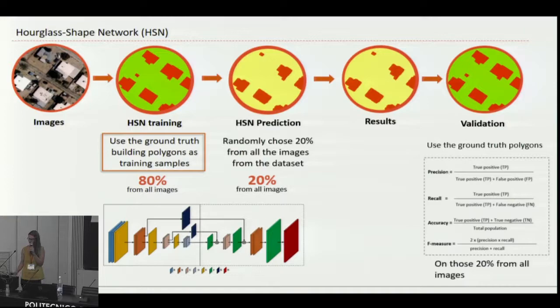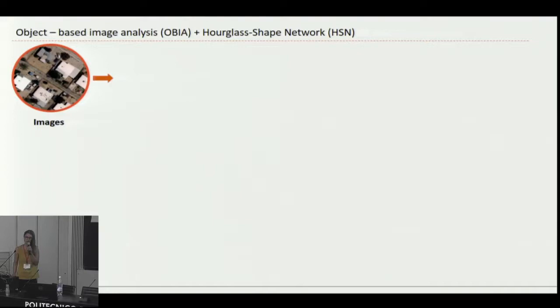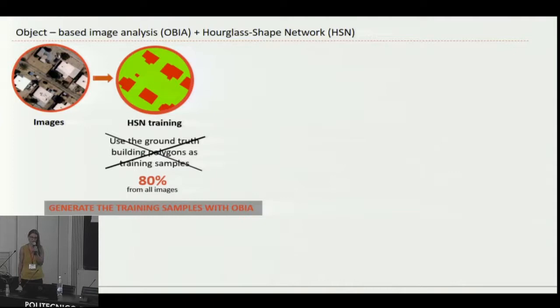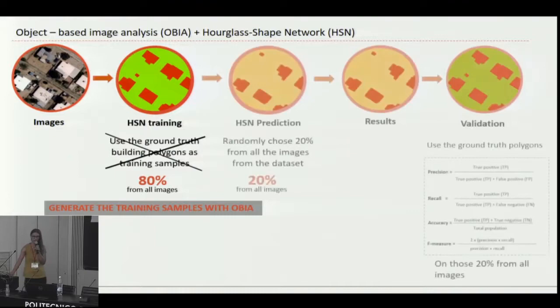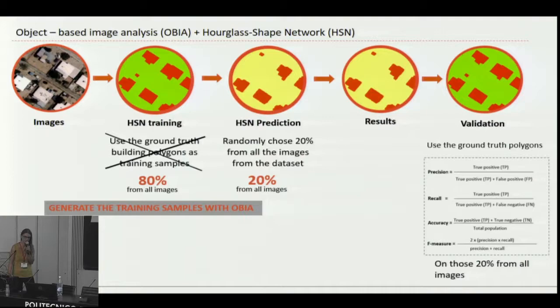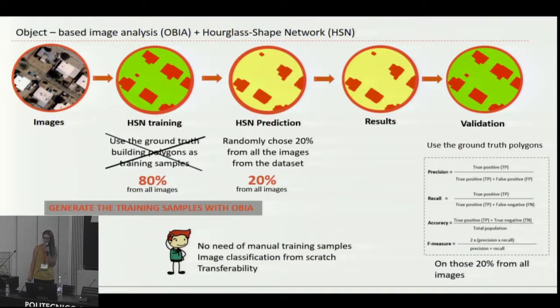The last approach was meant to see if we can combine OBIA and CNN and do it without training samples. So instead of using the provided polygons from the data set, we trained on 90% of the images using polygons resulting from OBIA, and we did the same for the rest of the approach. Doing this, we don't need manual training samples. We use OBIA image segmentation from scratch to segment the buildings, and we can talk a bit about transferability.